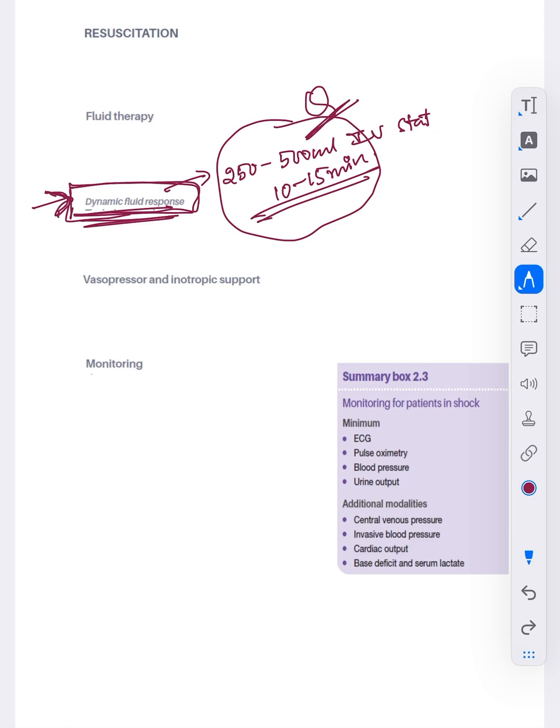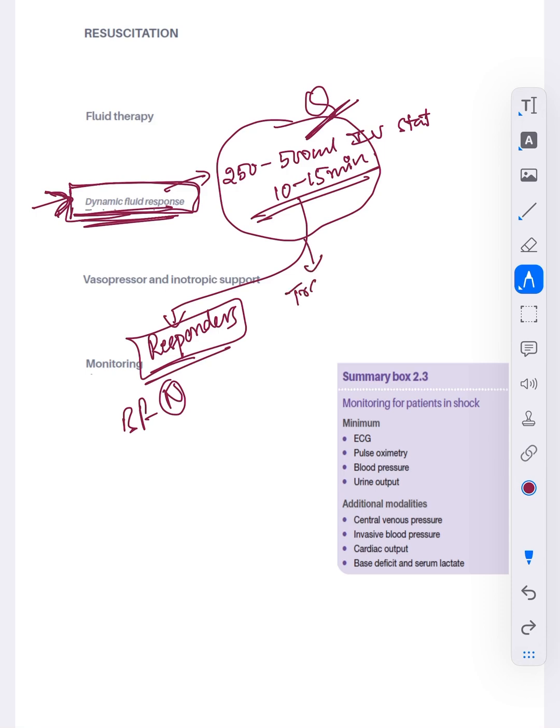Next, what do you assess basically after giving so much IV fluid in 10 to 15 minutes? See, after giving so much of the fluid, there are three things that can happen. First category is the responders, that is patient responds to the IV fluids, and then the BP normalizes, BP becomes normal. Okay. The second category is the transient responders.